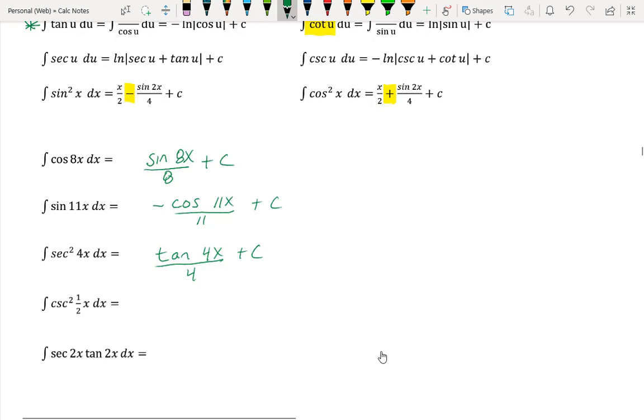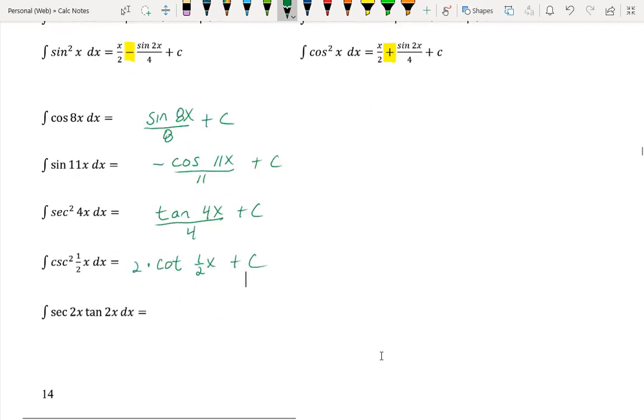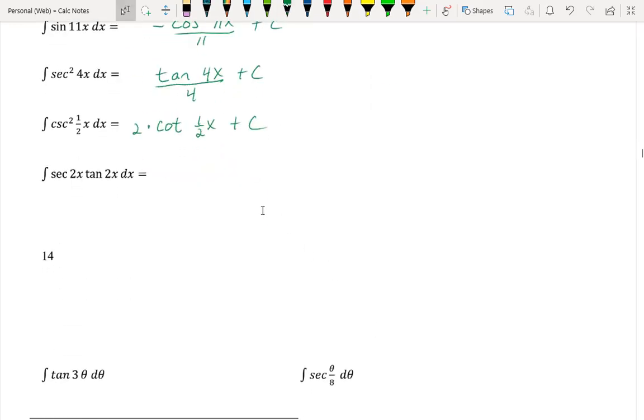Cosecant squared, well, that's just cotangent of 1/2 x. And you got to be a little bit more careful here, because if I divide by a half, that's the same thing as multiplying by 2. So we need to multiply that one by 2 plus c. And then the integral of secant tangent is secant. The antiderivative is secant 2x, and we would have to divide by 2 here, plus c.